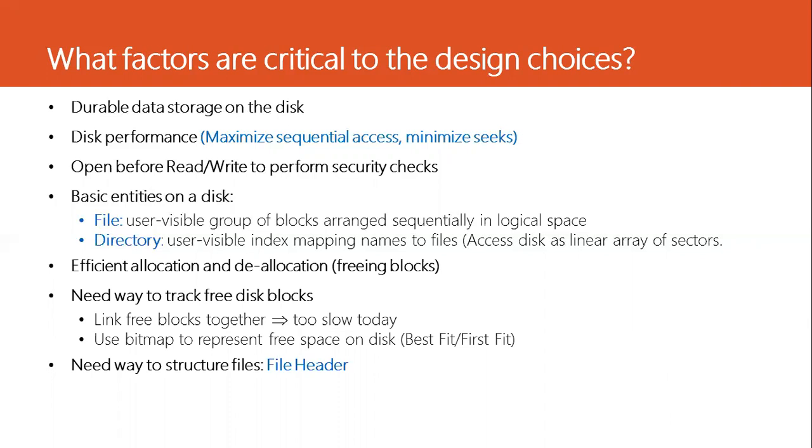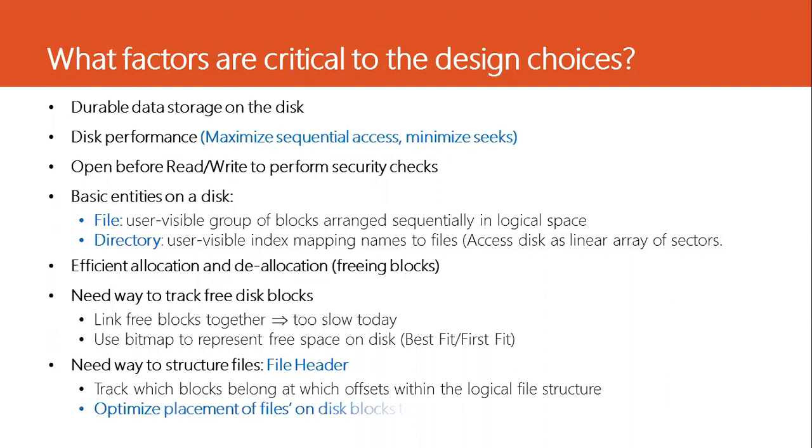As we know, files are a bunch of blocks, not just one block. So we need to track which blocks belong to which offset within the logical structure, and we call this a file header. And we need to optimize the placement of files on disk blocks to match access and user patterns.